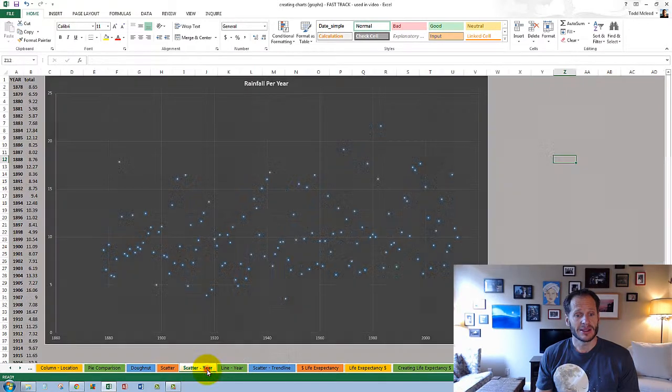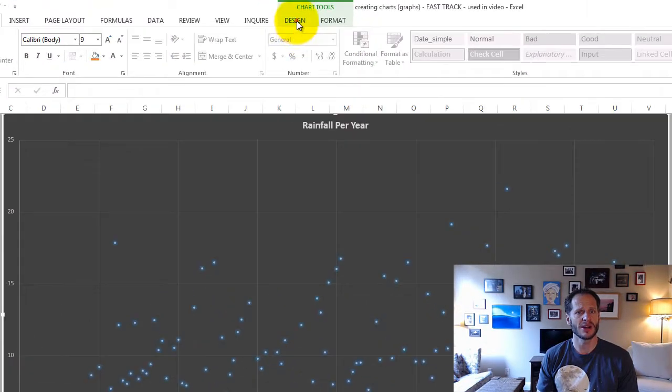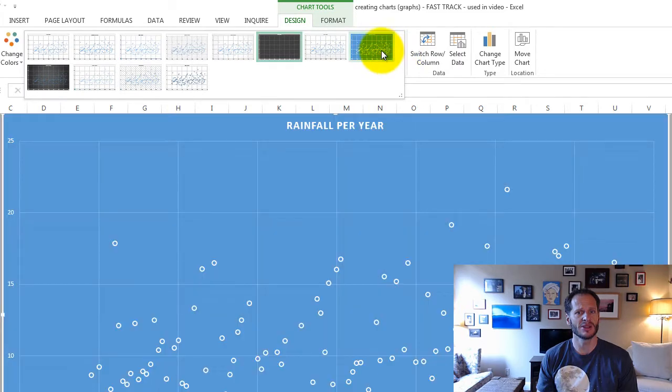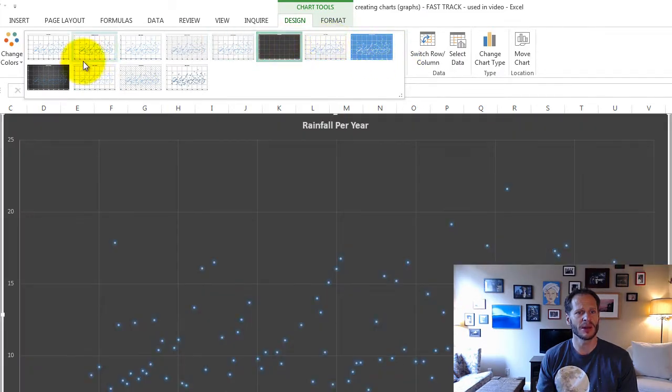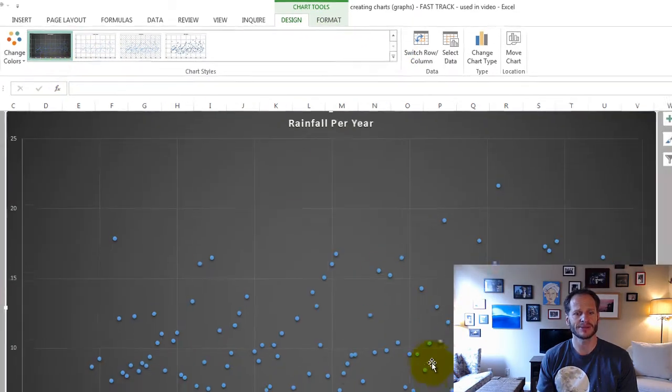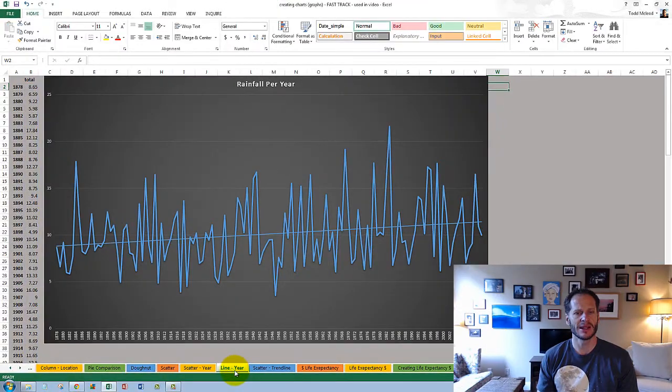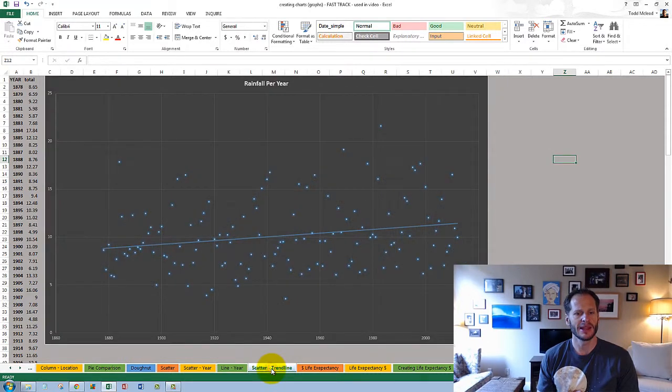Those are scatter charts. Here's a larger scatter chart with different coloring. I kind of like that coloring. One of the cool things you could do is when you select your chart, you could go up to design and you could choose different designs real quickly just by looking at the designs here. Here's a line chart with a design applied to it. And then here's a scatter chart with a trend line added to it.